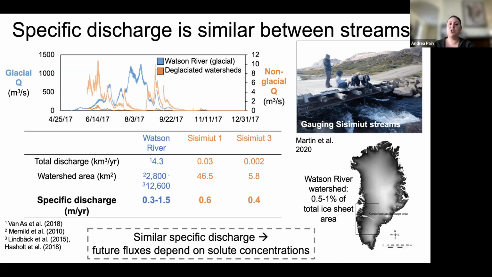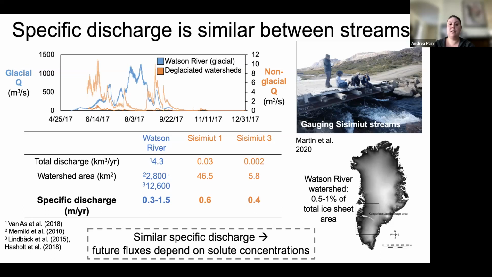However, if we think about watershed processes, we also need to factor in the area that each of these systems is draining, in order to understand, per square meter of land, how much water and what material is being delivered from these landscapes. To do this, we calculated specific discharge of these different watersheds. Essentially, this is taking the total discharge over the year and dividing by the watershed area to give a normalized water flow per unit area.